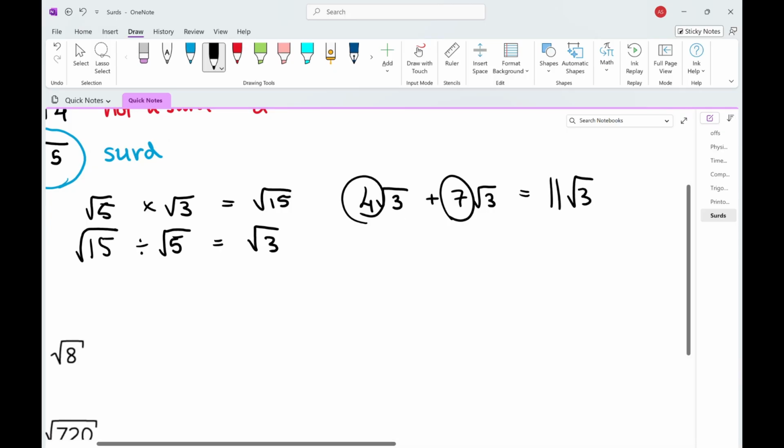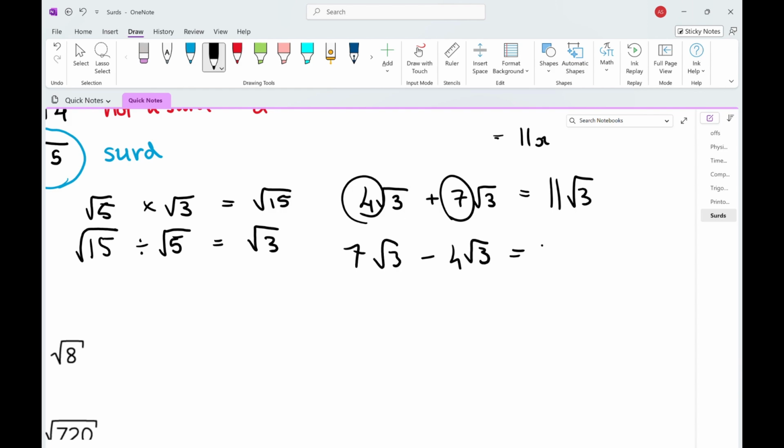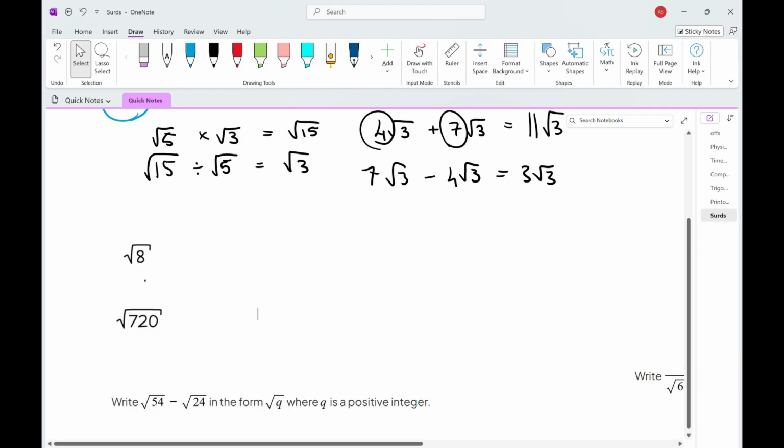So think of a surd as an x, as you have 4x plus 7x equals 11x. That's what we think of it as. And also if we do 7 root 3 minus 4 root 3, this will give us 3 root 3. These are simple rules: timesing, adding, subtracting.